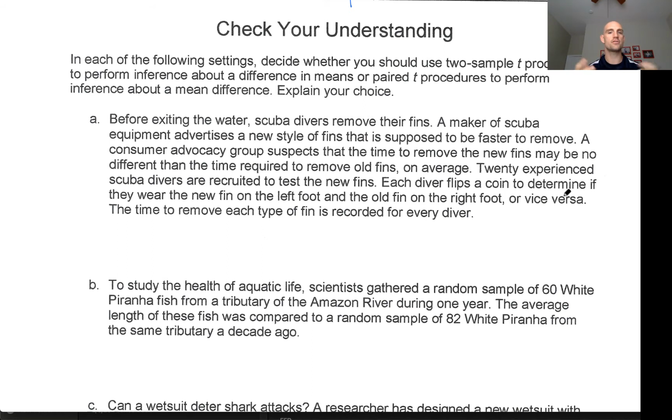In each of the settings, you should decide whether to use a two-sample T procedure to perform inference about a difference in means, or a paired T procedure to perform inference about a mean difference. Explain your choice. Let's see.